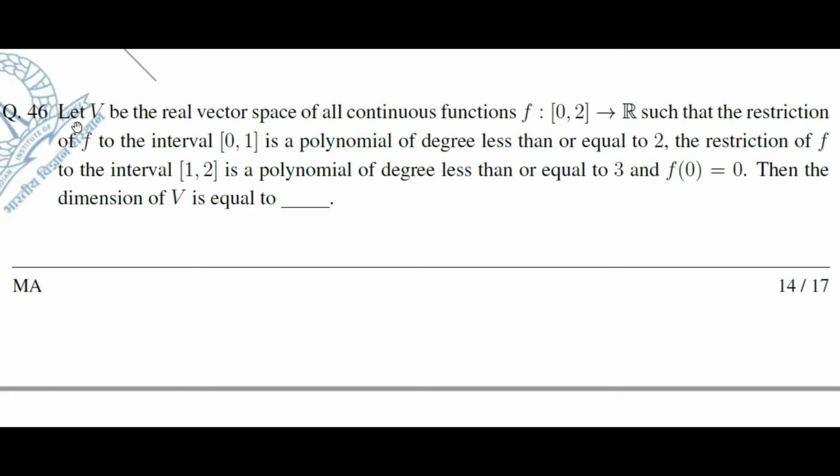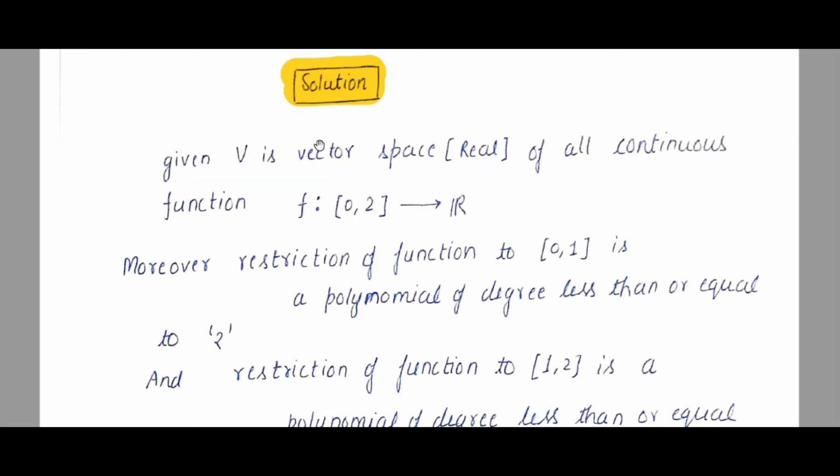The question says: let V be the real vector space of all continuous functions f from the closed interval [0, 2] to R such that the restriction of f to the closed interval [0, 1] is a polynomial of degree less than or equal to 2, and the restriction of f to the closed interval [1, 2] is a polynomial of degree less than or equal to 3, and f(0) = 0. Then we have to find the dimension of V. To find the dimension of V, let's see the solution.